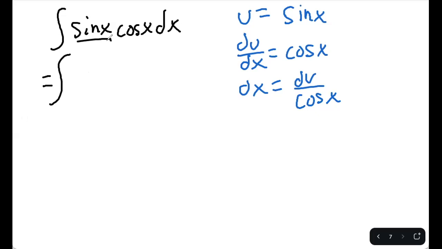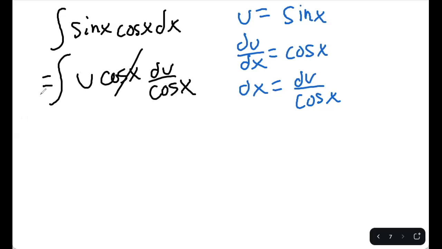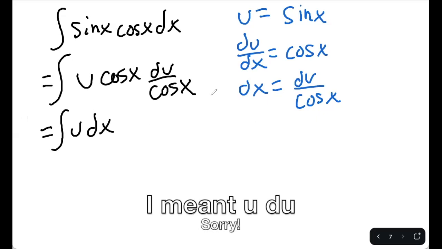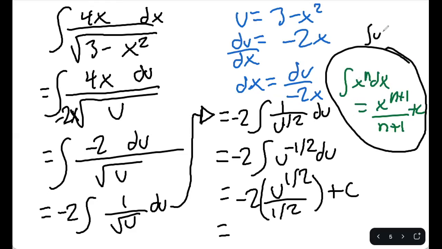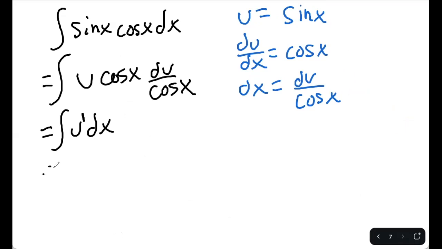So sine is u, and then cosine x, and then dx is that. Things cancel, cosines go away. Integral of u dx. What is the integral of u? Once again, this is the formula, right? Since it's u to the power of one, it'd be u to the power of two over two.